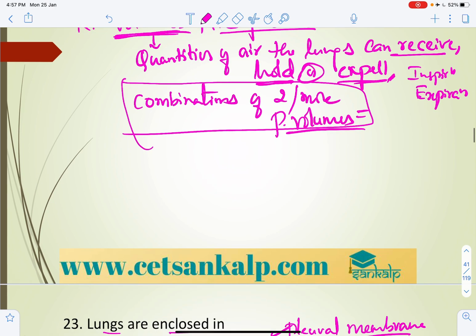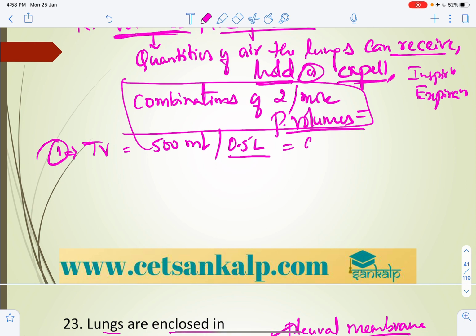So first I will give the tidal volume. What is the meaning of tidal volume? The amount of air which is inspired or expired during normal respiration. What is that? 500 ml. Sometimes they also give it as 0.5 liters.